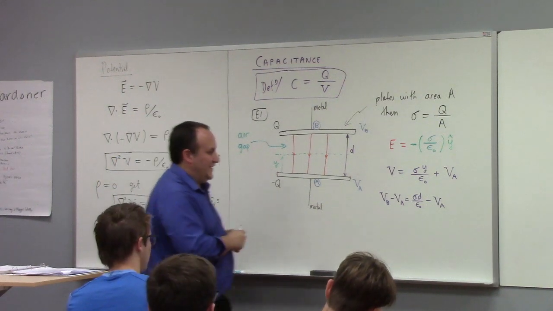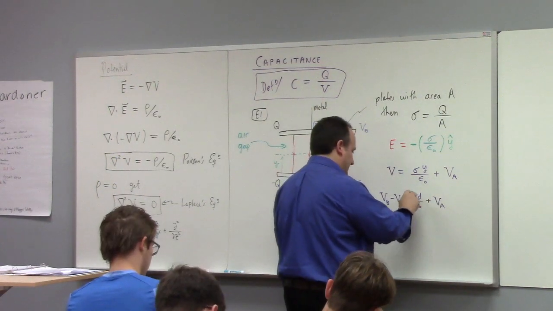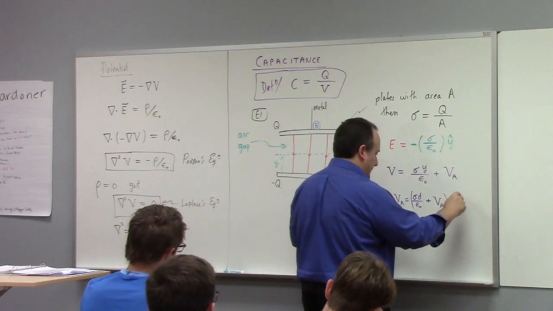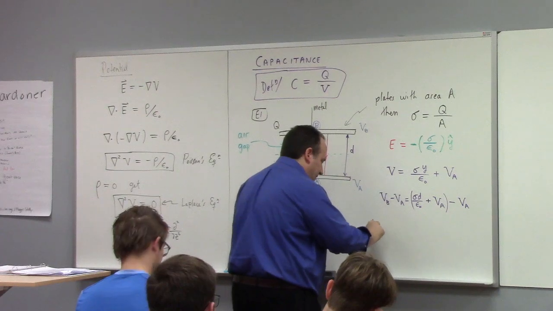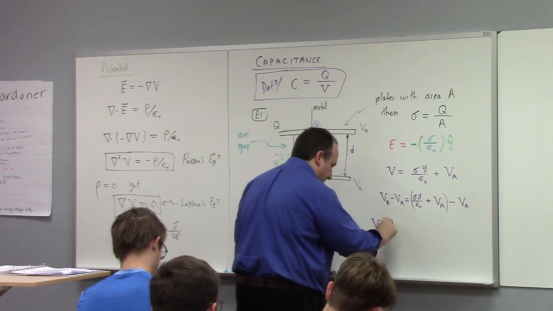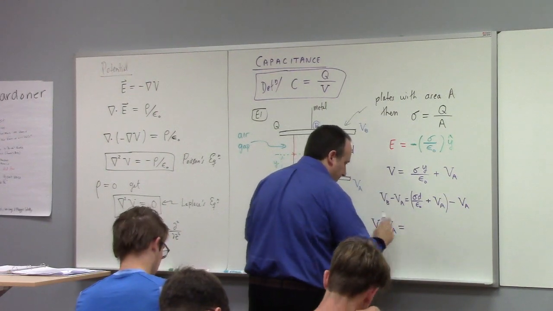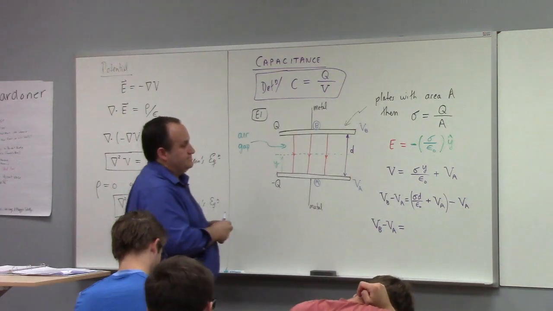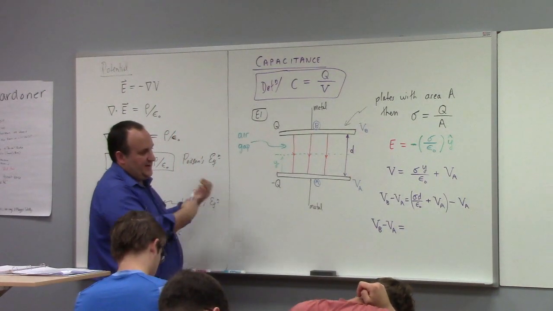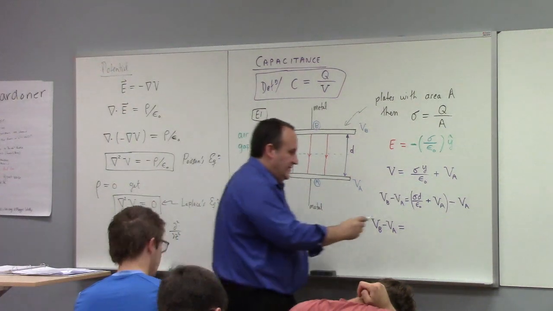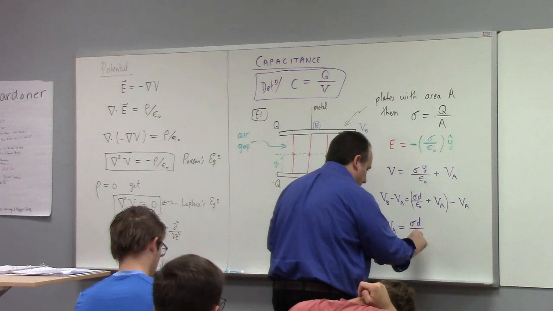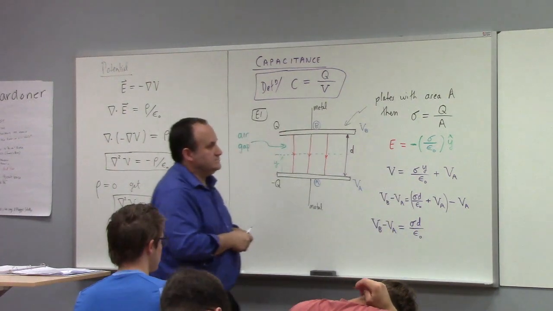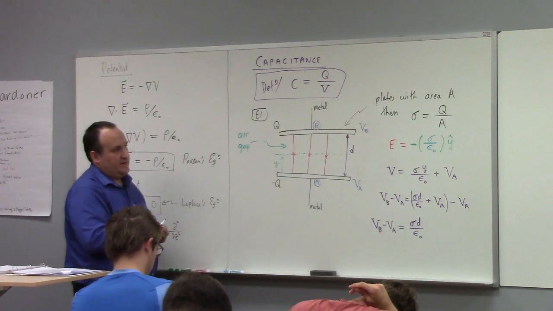Oh, my bad. Plus VA, right? Minus, 0 plus VA, right? So minus VA. In other words, VB minus VA should be what? The VAs cancel, and you've got yourself sigma D over epsilon naught. But what was sigma? We have it written up as Q over A, right?